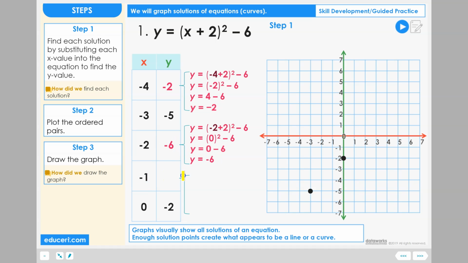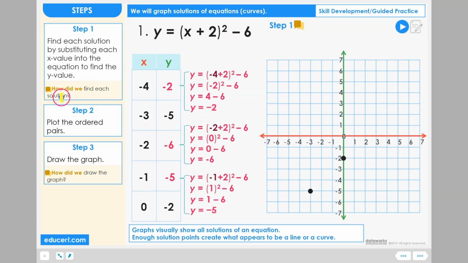The last ordered pair solution we want to find is when x equals -1. If x equals -1, then y equals the quantity -1 plus 2 squared minus 6. -1 plus 2 equals +1. 1 squared equals 1. 1 minus 6 equals -5. So the last ordered pair that we will find is -1, -5, a solution to our equation.